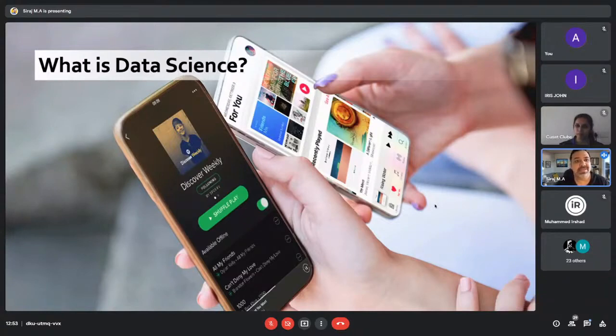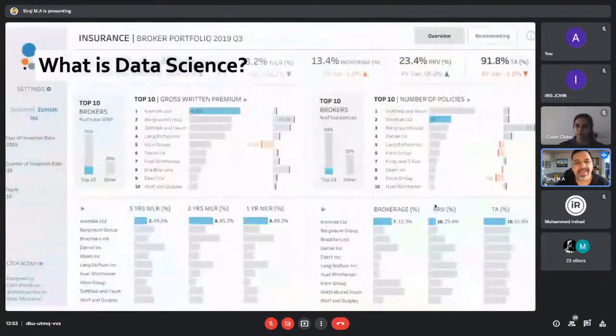Again, is that data science? You're number crunching, right? And finally, I wanted to bring up some boring dashboards, right? So this is what those of us in the business look at most of the time.